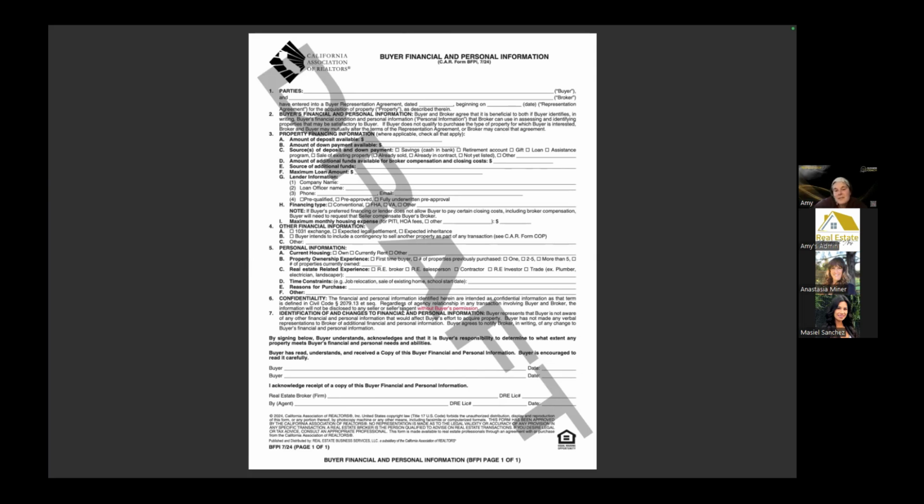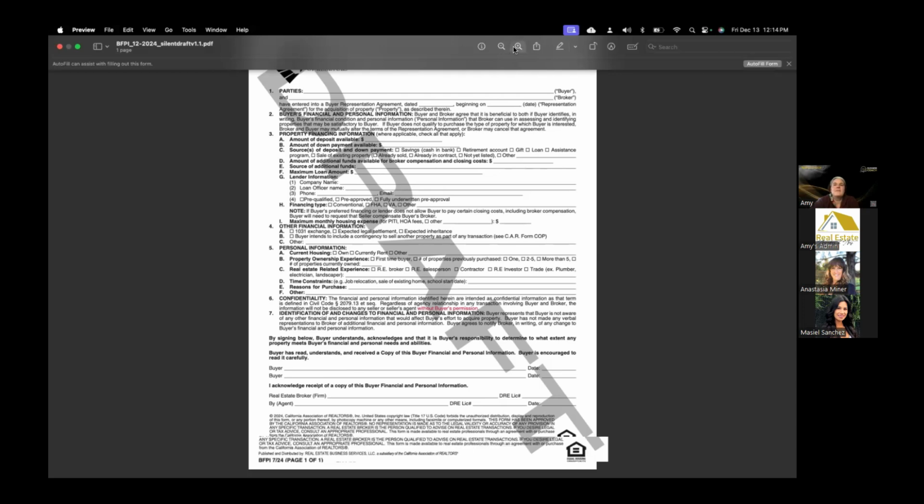So if the buyer gives them permission to do that, like maybe the buyer says, hey, let the seller know that I don't have money to pay your commission. And if they aren't willing to pay, then I'm not going to purchase this house. Now we can disclose it. So just keep that in mind. That was the only change to this form here, the BFPI form.